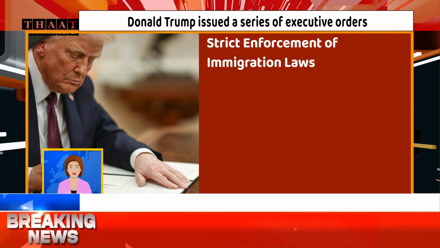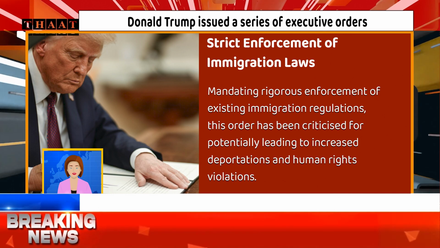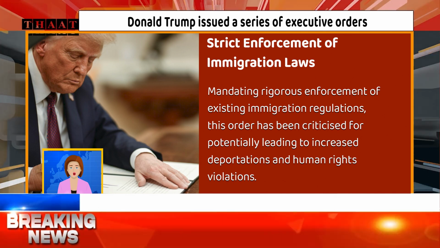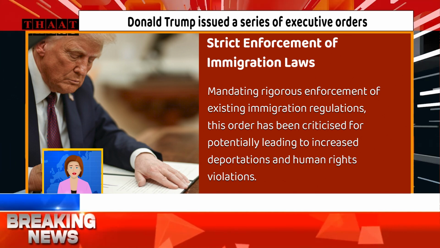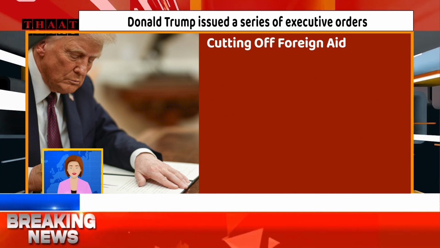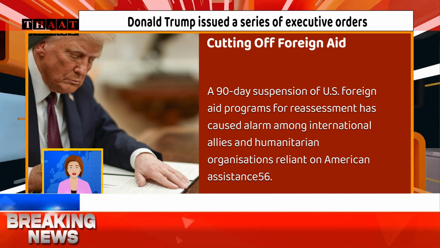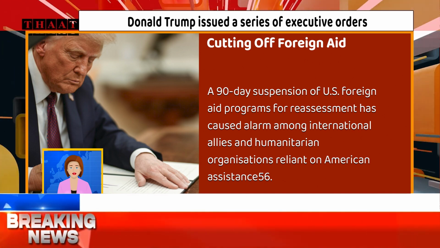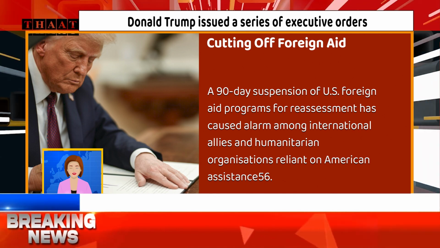10. Strict enforcement of immigration laws. Mandating rigorous enforcement of existing immigration regulations. This order has been criticized for potentially leading to increased deportations and human rights violations. 11. Cutting off foreign aid. A 90-day suspension of U.S. foreign aid programs for reassessment has caused alarm among international allies and humanitarian organizations reliant on American assistance.